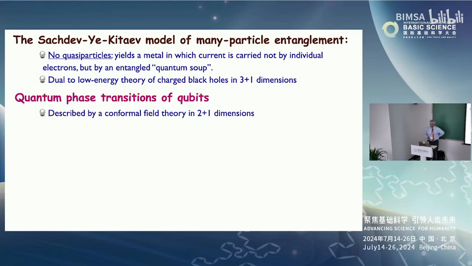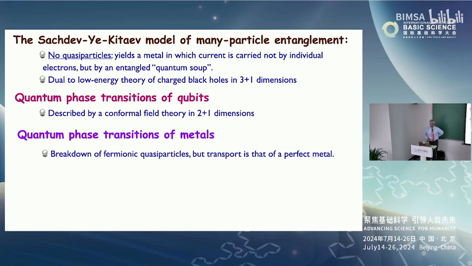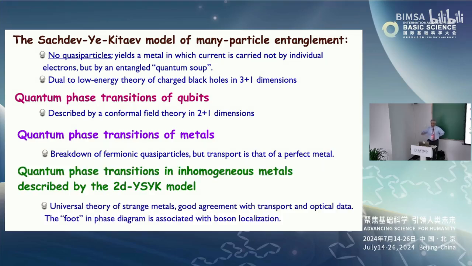Then I went to 2+1 dimensions and talked about the quantum phase transition of qubits. It's certainly very well understood, but not directly relevant to any conducting system. Then I discussed the quantum phase transition of a metal, where you find that there's a breakdown of fermionic quasiparticles. So that's similar to the SYK model. But because of the presence of translational symmetry at low energies, the transport is actually completely perfect. It's not strange. And finally, we put in some inhomogeneity in this theory and apply the tricks that we learned from over here. Everything seems to be falling into place. So thank you.